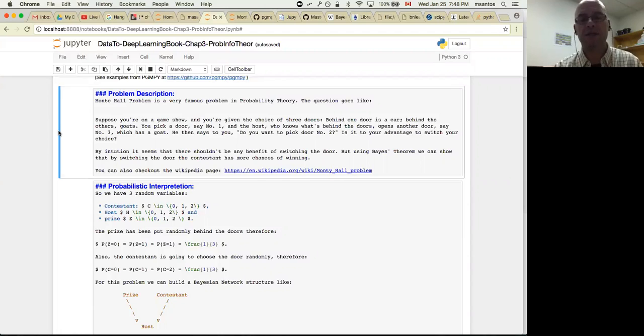Then he goes and says to you, do you want to pick another door? In this case, would you want to pick door number 2? And the question is then, is it to your advantage to switch your choice? Put it in another way.